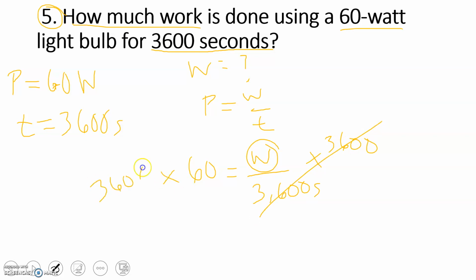What we do on that side, we have to do on this side. So times 3,600. So if you use your calculators and you do 3,600 times 60, wow, you get a big number. So we should get that the work was 216,000. We're talking about work, so it is in joules.